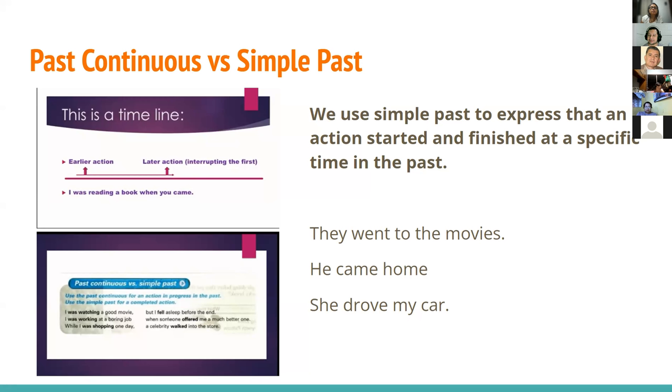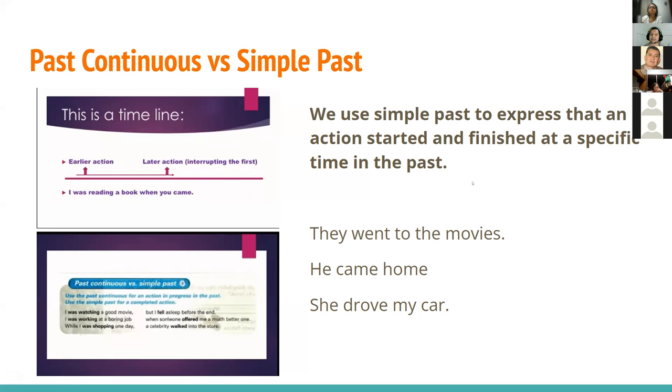Mientras. Mientras, exactly, very good. Now I need a volunteer. Can you read? Well, actually they went to the movies. He came home, she dropped my car. We use the simple past to express that an action started and finished at a specific time in the past.